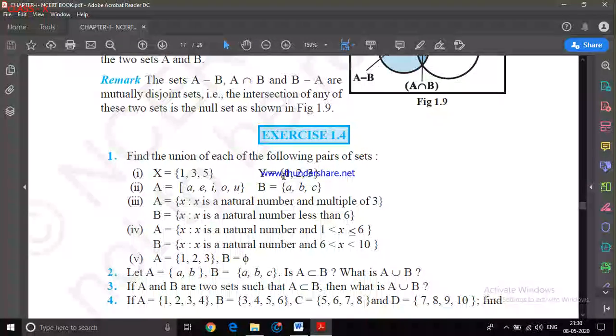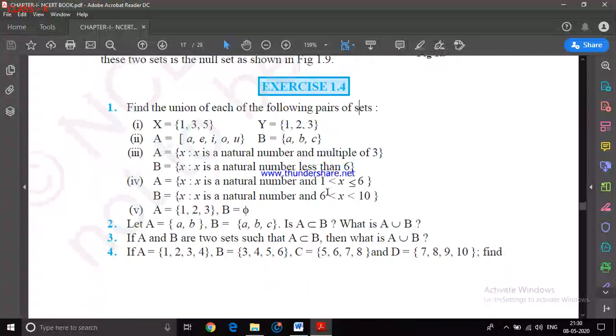X and Y is given. You have to find the union. So here X has 1, 3, 5, Y has 1, 2, 3. So union will be, I think, 1, 2, 3, 5. Here A is AEIOU, B is ABC. So union will be, I think, A, B, C, E, I, O, U.